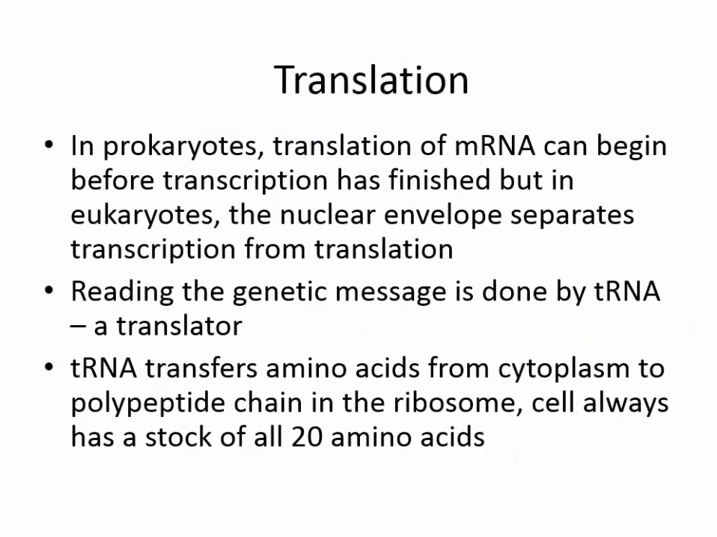Translation. In prokaryotes, translation of messenger RNA can begin before transcription has finished. But in eukaryotes, the nuclear envelope separates transcription from translation. Reading the genetic message is done not by messenger RNA, but by transfer RNA, which is a translator. tRNA transfers amino acids from the cytoplasm to the polypeptide chain in the ribosome. The cell always has a stock of all 20 amino acids, so it just pulls them in.